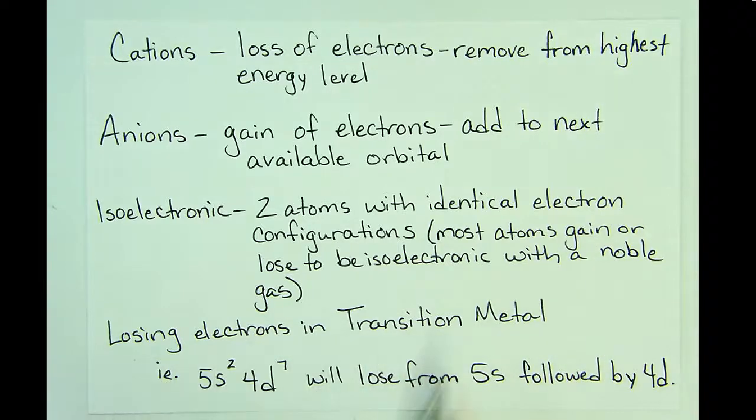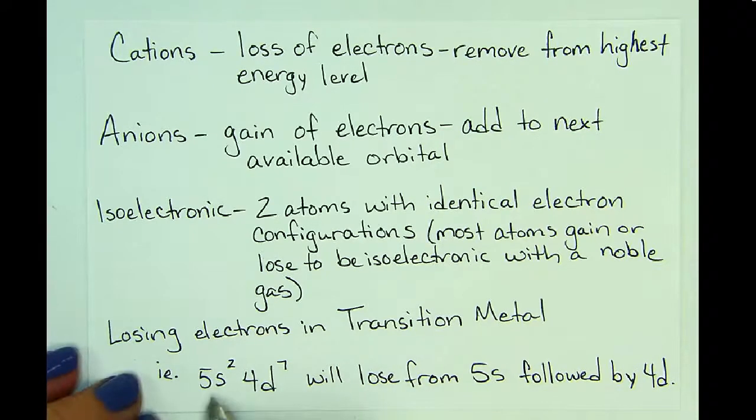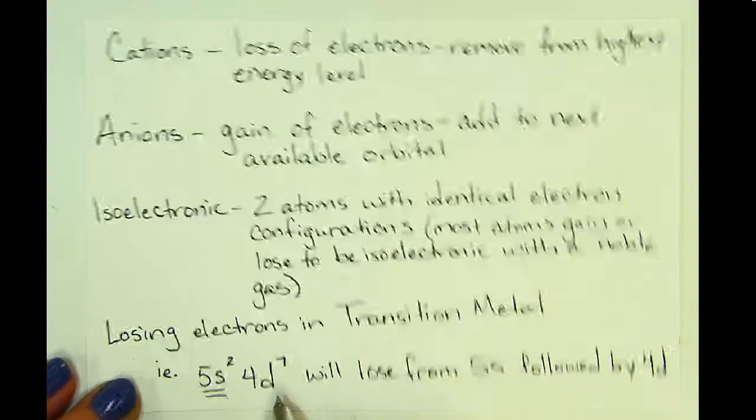Losing electrons in a transition metal. So if you have, for example, 5s2, 4d7, we want to lose from the 5s orbital first, and then once I've taken those 2 electrons, you start removing them from the 4d sublevel.